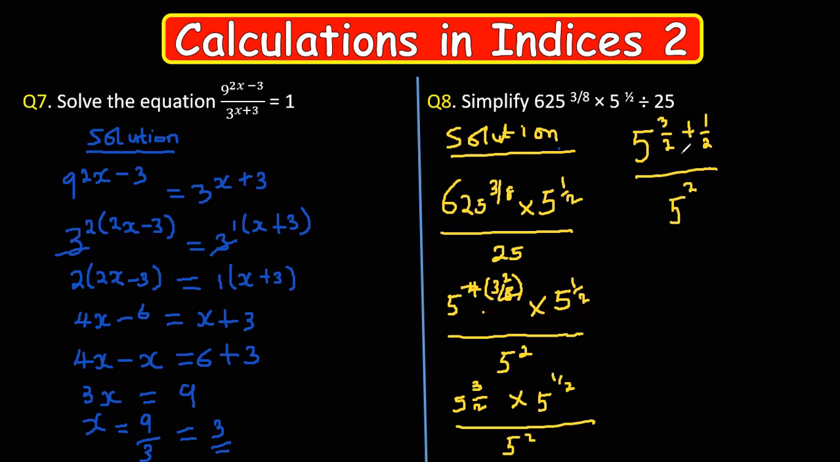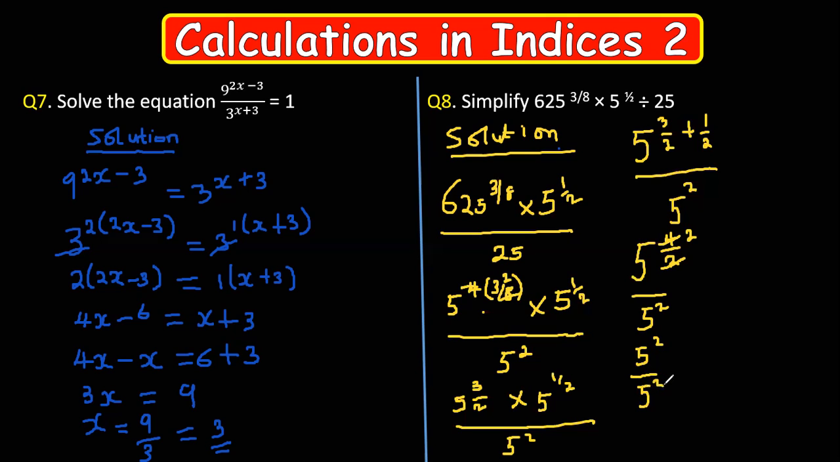Then, when we add this, we are going to have 5. They have the common denominator, so this is going to be 4/2. Divided by 5 raised to the power of 2. So this can cancel this. So we are going to have 5 raised to the power of 2 here. So basically we are having 5 raised to the power of 2 divided by 5 raised to the power of 2.